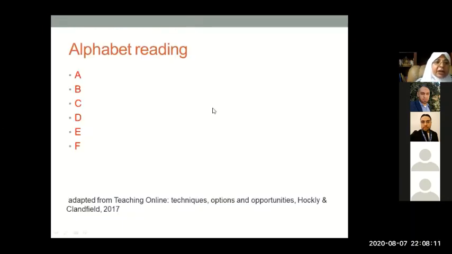Okay, here as a production part, you can ask them, now I want you to write the reading passage, but in alphabetical order. So what do I mean by that? Start the first line in the passage with a word that starts with an A.